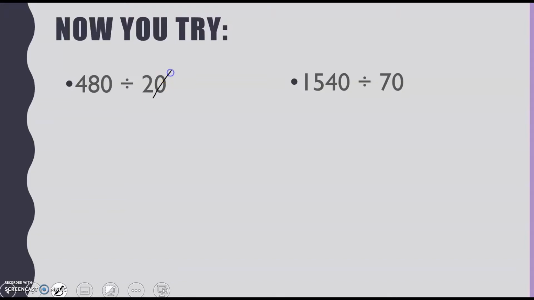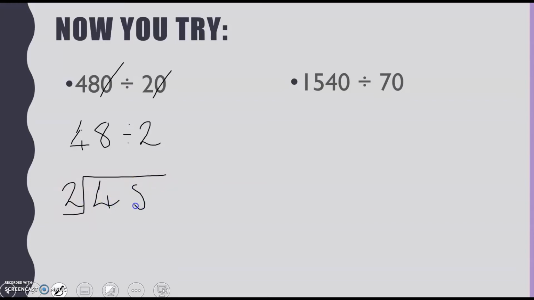So we've got a 0 in each of these, so I can remove those zeros, and that leaves me with 48 divided by 2. I can write that as my bus stop sum from last time. 2 goes into 4 twice, 2 goes into 8 4 times, leaving me with 24 as my answer.